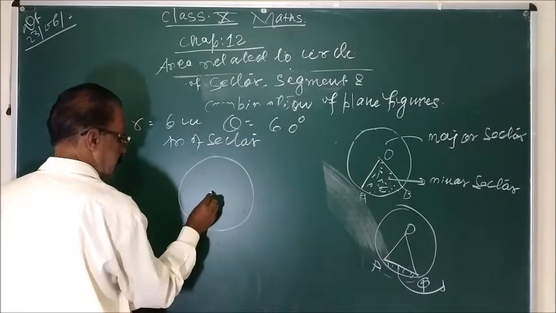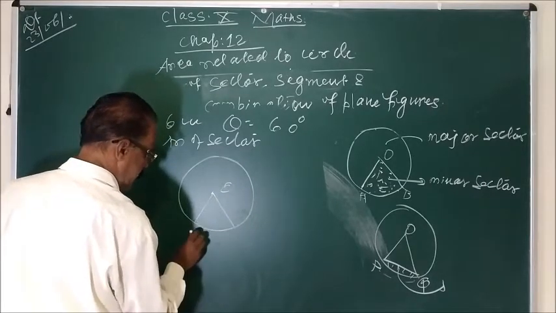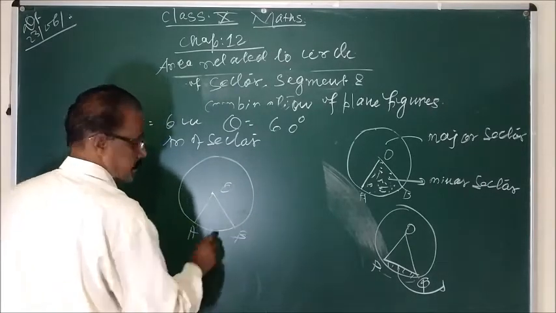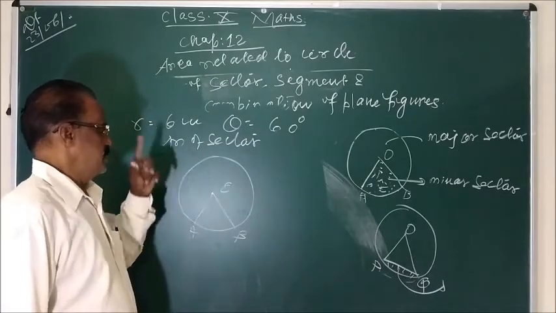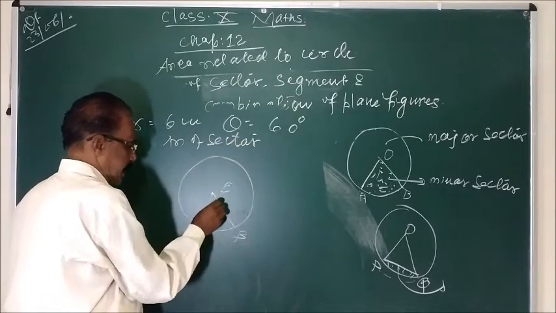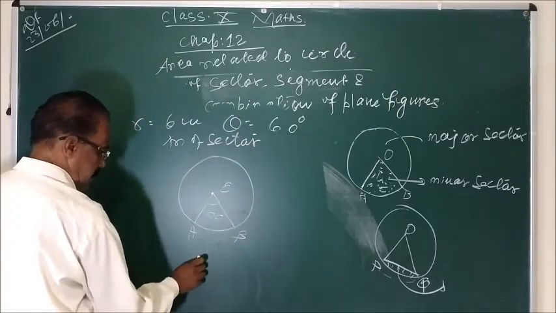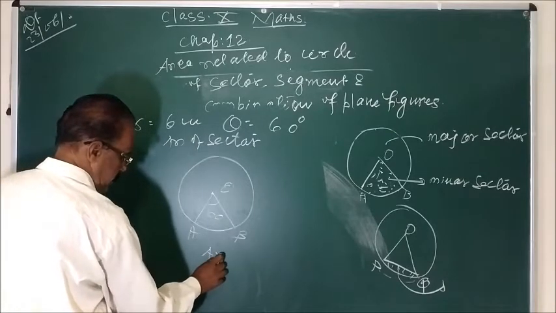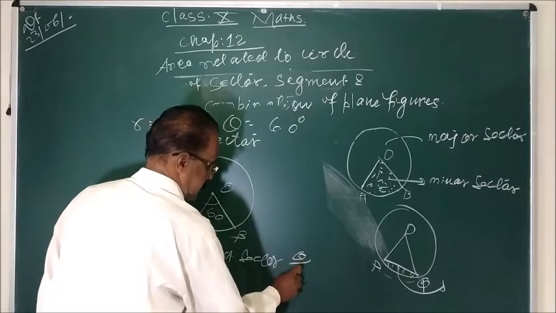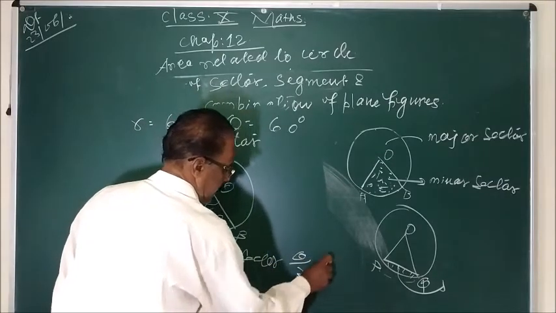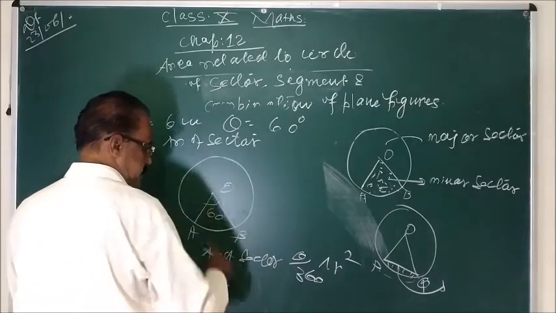We should draw the figure. This is the center of the circle, and these two are radii. According to the definition of a sector, this portion is the sector, and this angle is 60 degrees. So now we know theta, and the area of the sector will be, what is the formula? Area of sector is theta by 360 into pi r square. This is the area of sector.